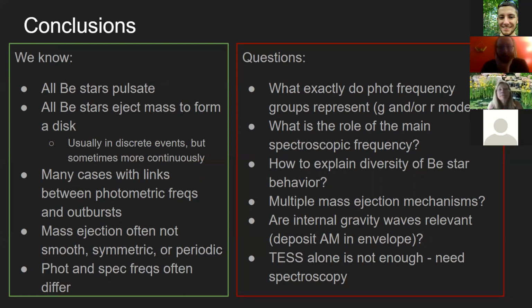So there are, of course, some questions that remain with Be star variability. It's not totally clear to me exactly what frequency groups represent in all cases. It seems to be some combination of g and or r modes, but that might be a star by star thing. I don't totally know.